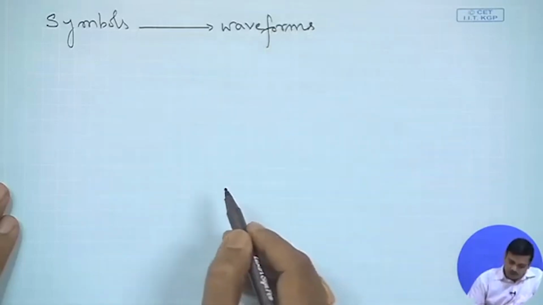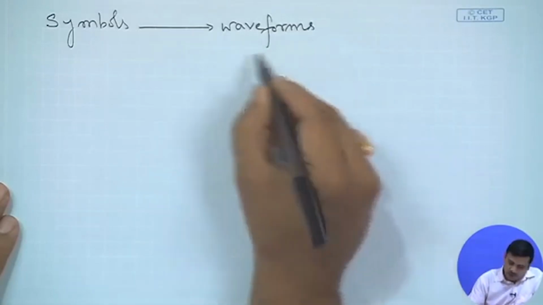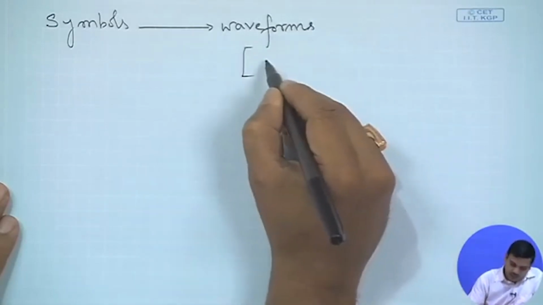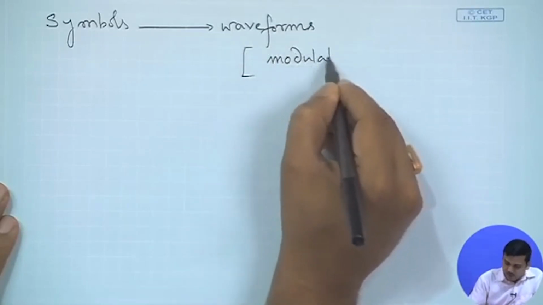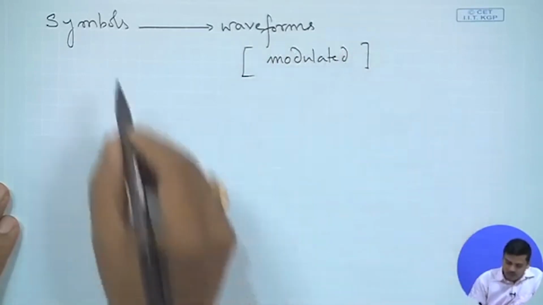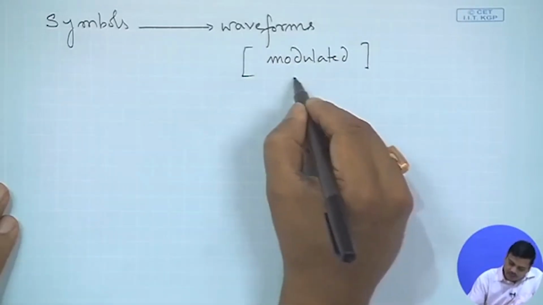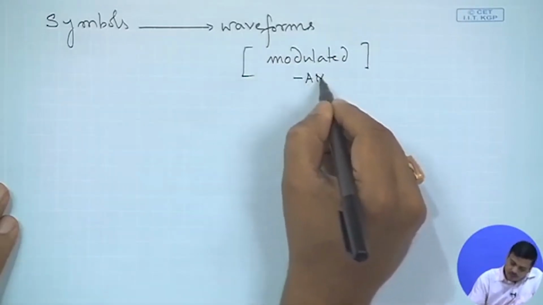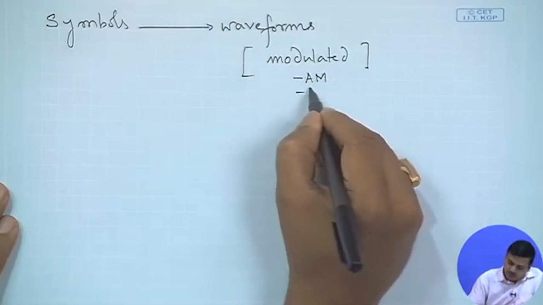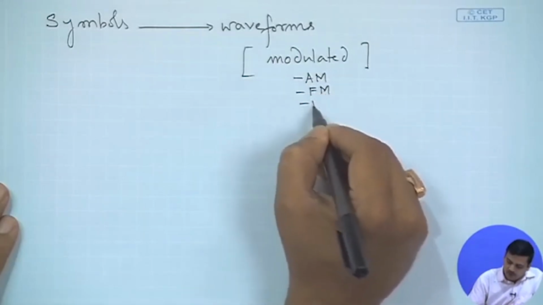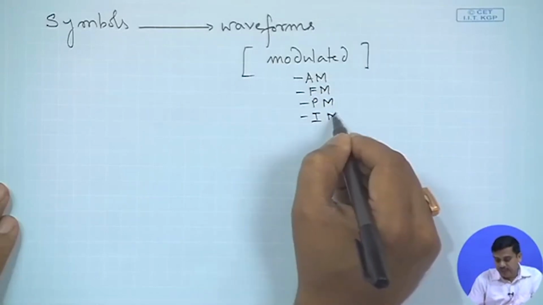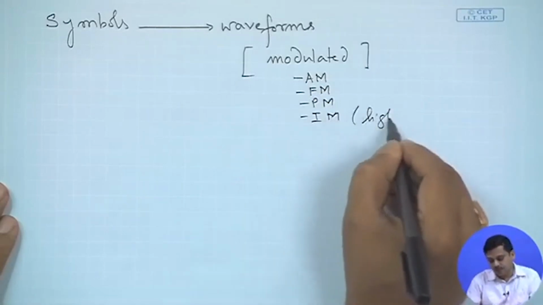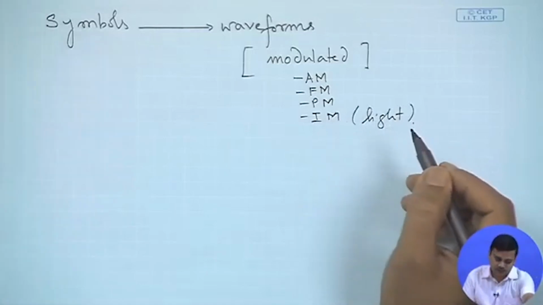And why waveforms, and what kind of waveforms if you think of? So these are, you can say, modulated, in other words. So what you have is these symbols, they actually are used for amplitude modulation, they could be used for frequency modulation, they could be used for phase modulation, and they could also be used for intensity modulation if you are doing light based communication.